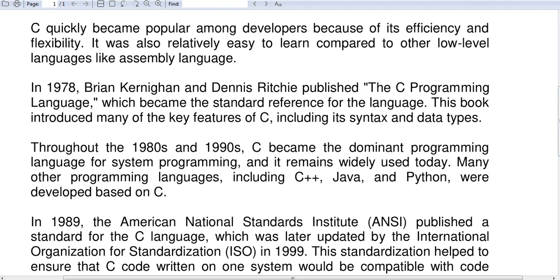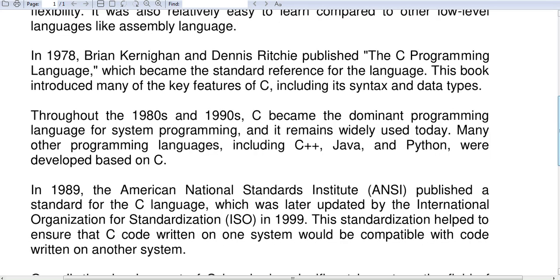In 1978, Brian Kernighan and Dennis Ritchie published the C programming language, which became the standard reference for the language. This book introduced many of the key features of C, including its syntax and data types. Throughout 1980s and 1990s, C became the dominant programming language for system programming, and it remains widely used today. Many other programming languages, including C++, Java, Python, were developed based on C.